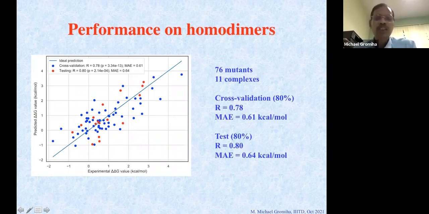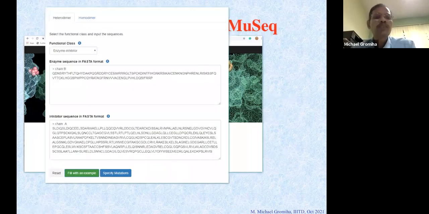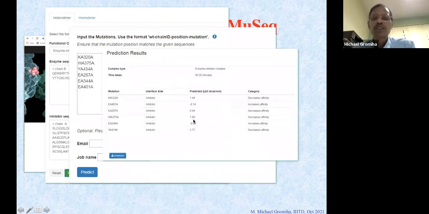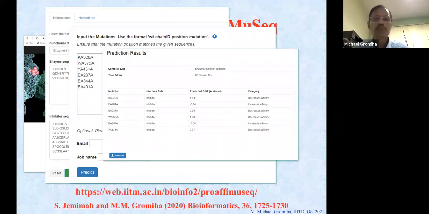Then we developed a server, so you can give your sequence, chain A and chain B, and the functional class you can give here. If you give your mutations, this will give you the predicted delta G and the category, decrease or increase the binding and so on. That's fine. The last part, I think I can finish in another 2-3 minutes.